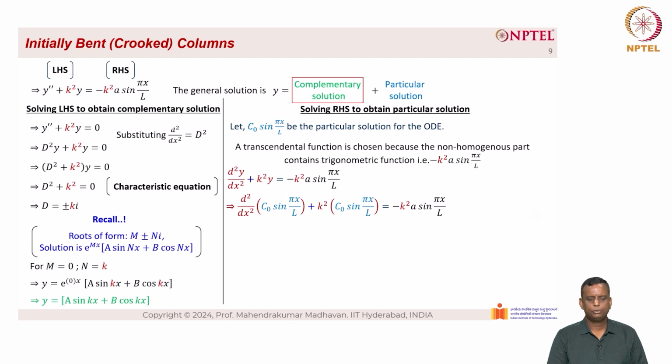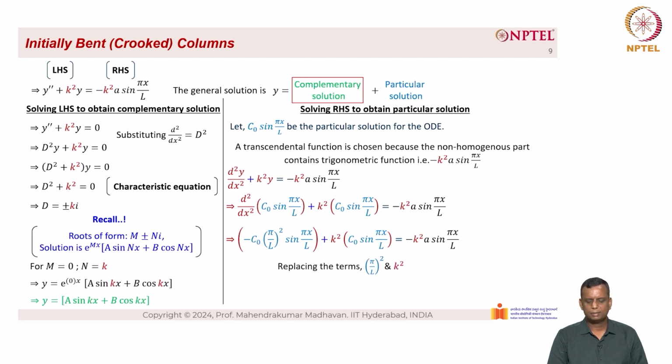When we substitute the value c0 into sin pi x by L, we have d square by dx square into c0 into sin pi x by L plus k square into c0 sin pi x by L equal to minus k square a sin pi x by L. So, when we double differentiate that, we have minus c0 into pi by L the whole square into sin pi x by L plus k square into c0 into sin pi x by L is equal to minus k square a sin pi x by L.